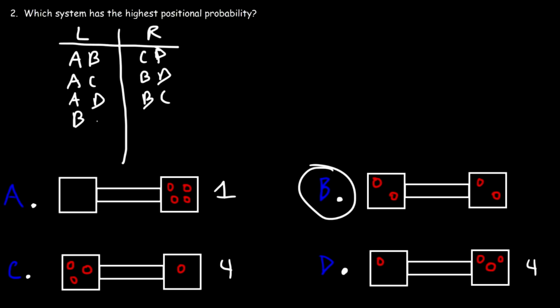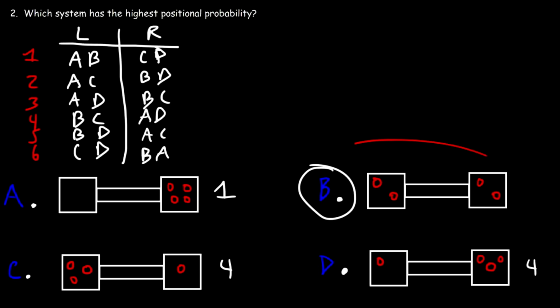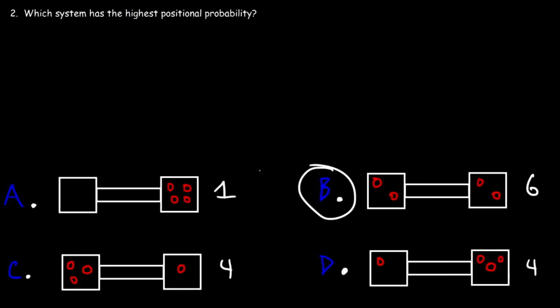On the left side, I can't have BA. BA and AB are the same. I could put BC or BD, and then I could put CD on the left. So if I have BC on the left, AD is on the right. If BD is on the left, AC is on the right. And if CD is on the left, that means BA is on the right, or AB is on the right. So as you can see, there's a total of 6 microstates to achieve this system. So that system has the greatest number of microstates. So it has the highest positional entropy. And that's why that state is most likely to exist out of all states.